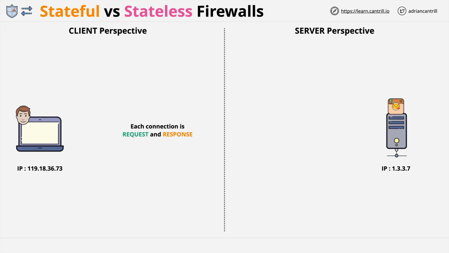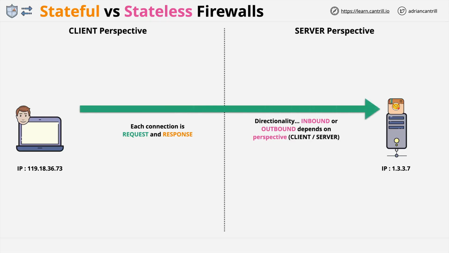But what I want to get you used to is that the directionality depends on your perspective, and let me explain what I mean. So in this case, the client initiates the request, and I've added the IP addresses on here for both the client and the server. So what this means is that packets will be sent from the client to the server, and these will be flowing from left to right.